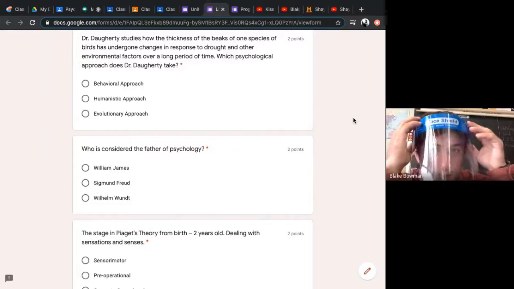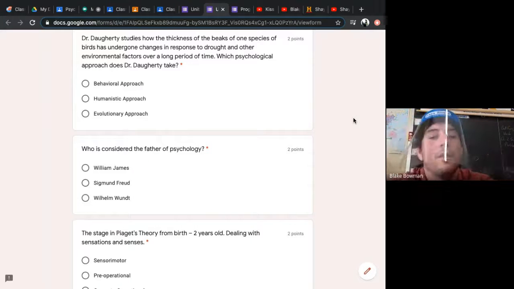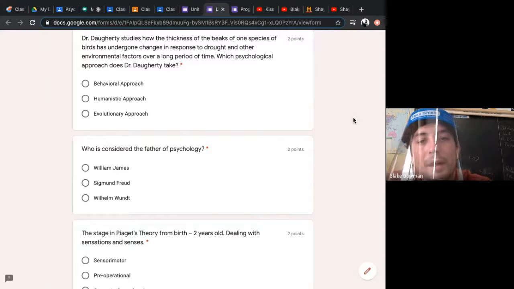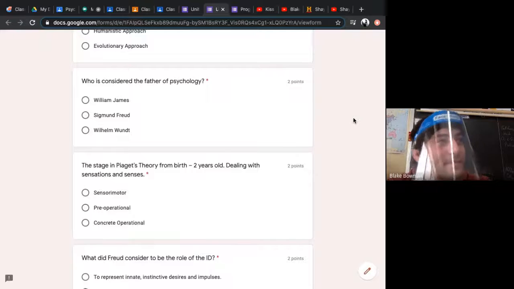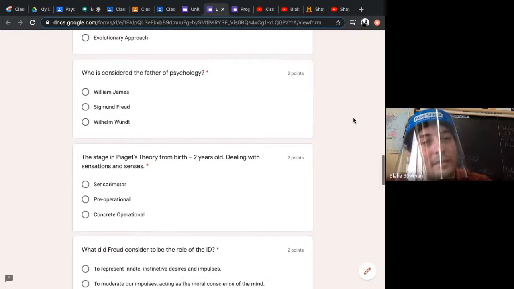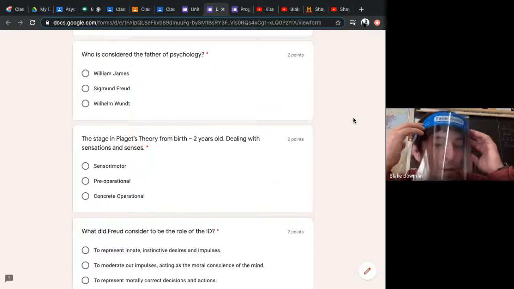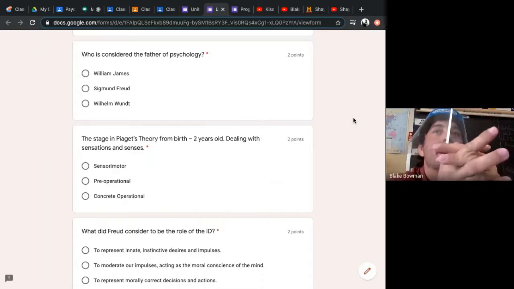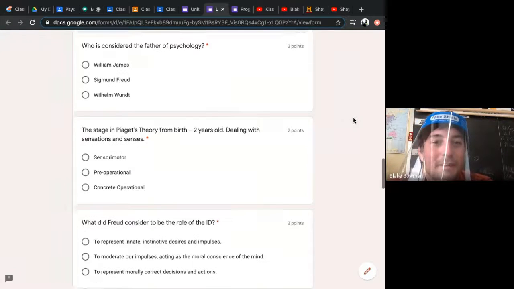Studies how the thickness of the beaks of one species of birds have undergone changes in response to drought and other environmental factors over a long period of time. Which psychological approach does Dr. Daughtry take? Kinsley? Evolutionary. Yeah, evolutionary approach. What gave it away? Yeah, good job. So adapting to our environment, right? Who is considered the father of psychology? Back over, Alexander. Yeah, Wilhelm Wundt. Good job.